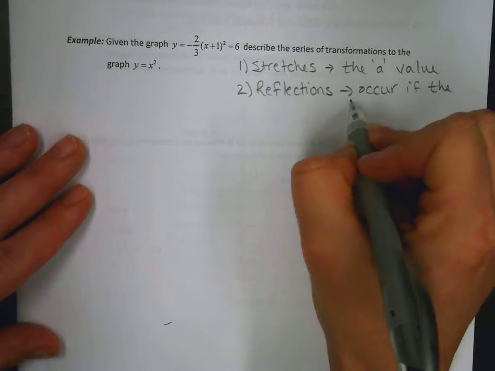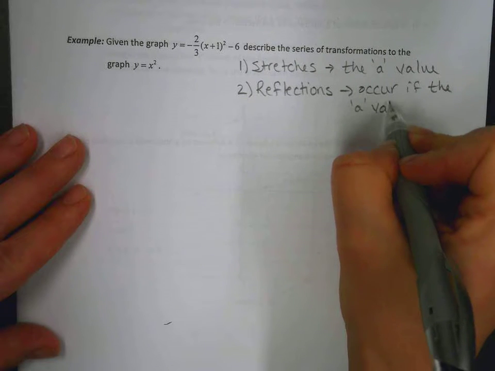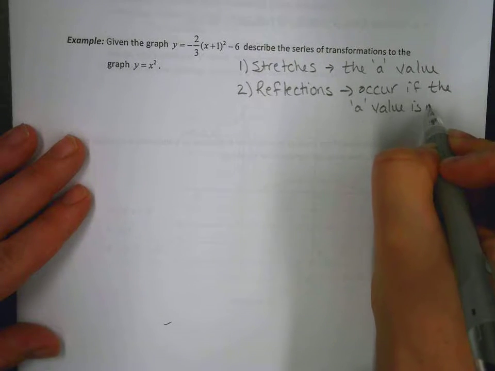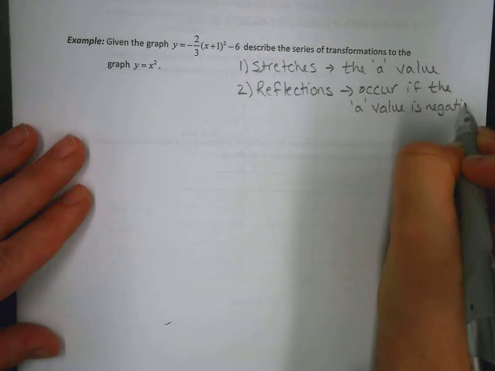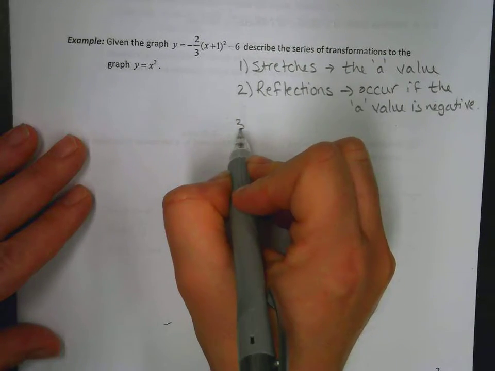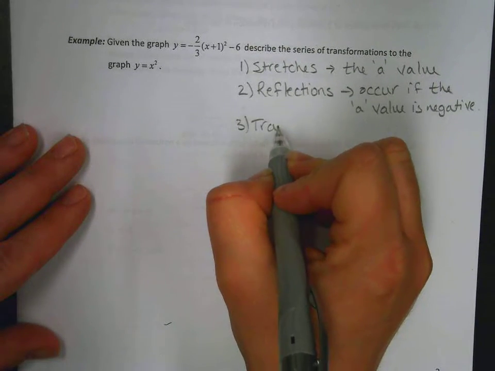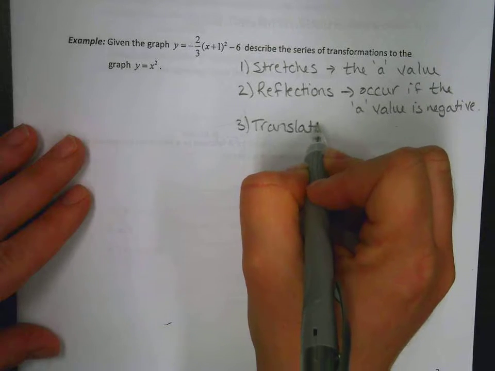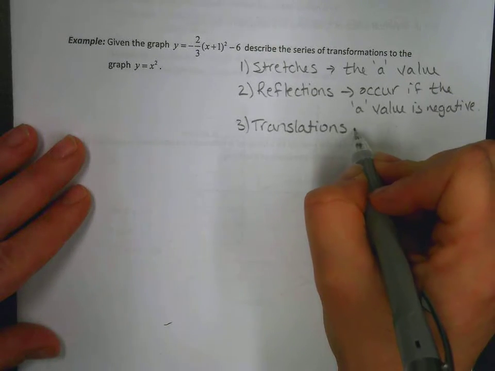And then the third thing you want to talk about are translations. Translations are movements on the graph. The p and q values. So these move the graph left and right and up and down.